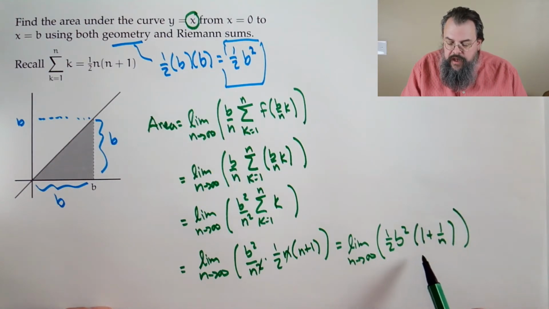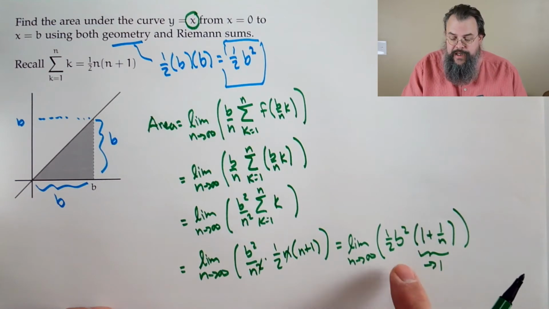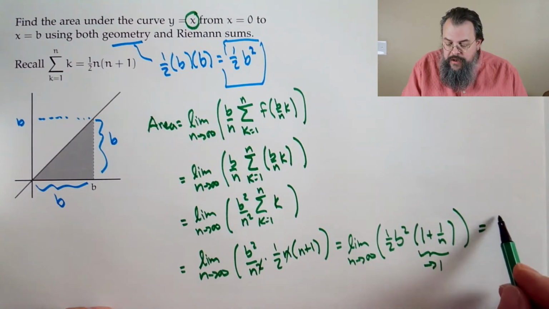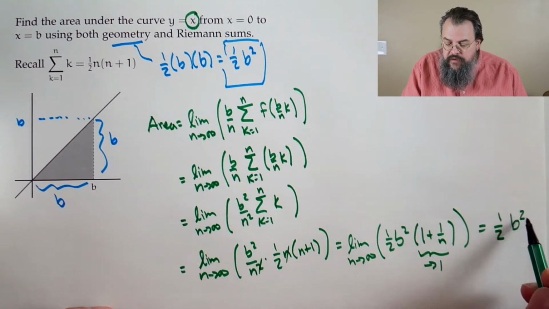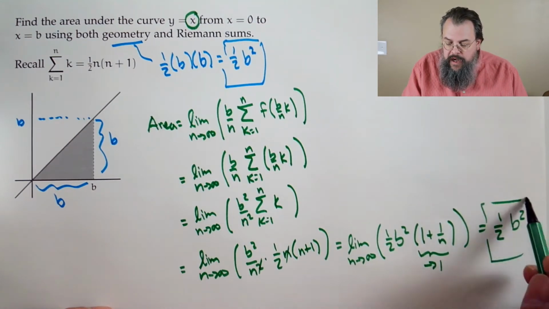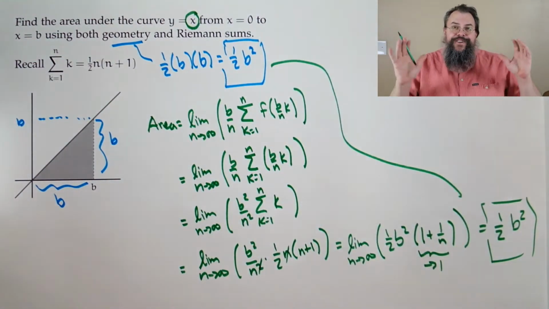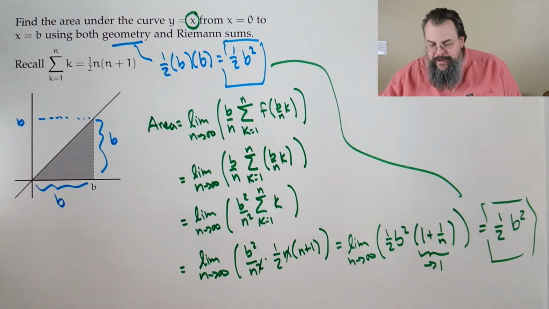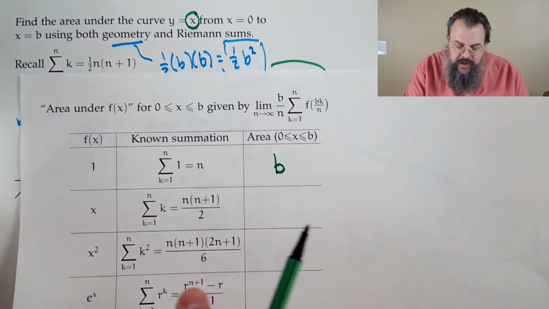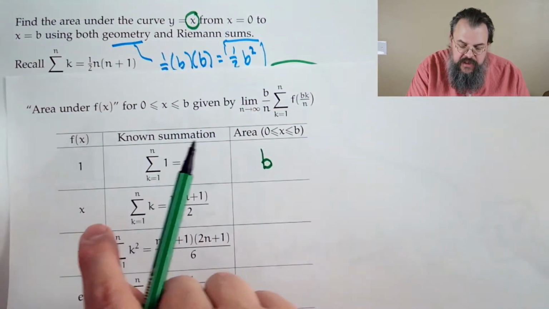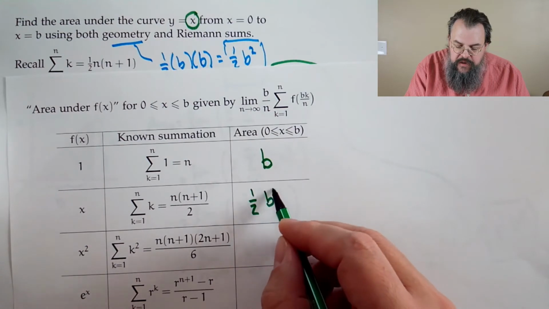And now we say, well, great, this is really easy. That goes to 1. And so we get the left over part, 1/2 b squared. And we're like, wow, beautiful. They match. Woohoo! All right, good. Now let's update. So the area when our function was x turned out to be 1/2 b squared.